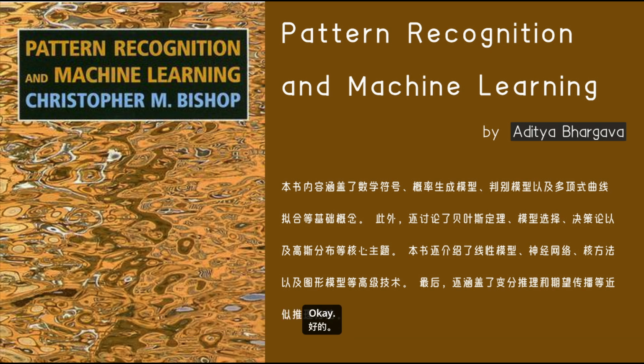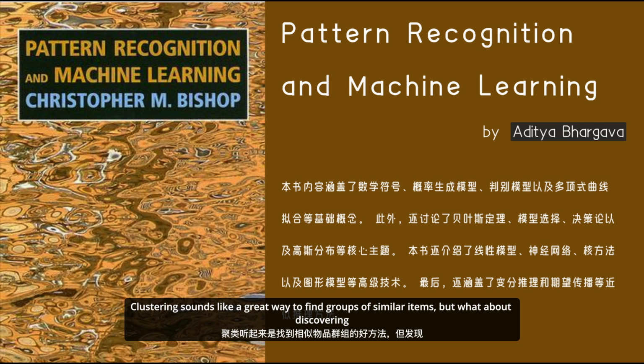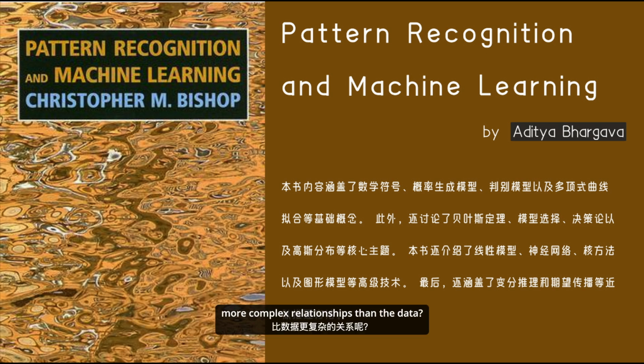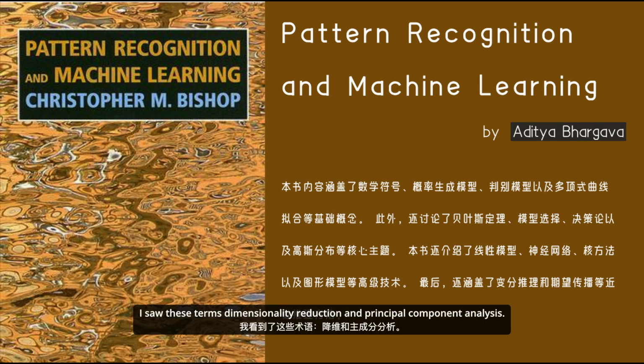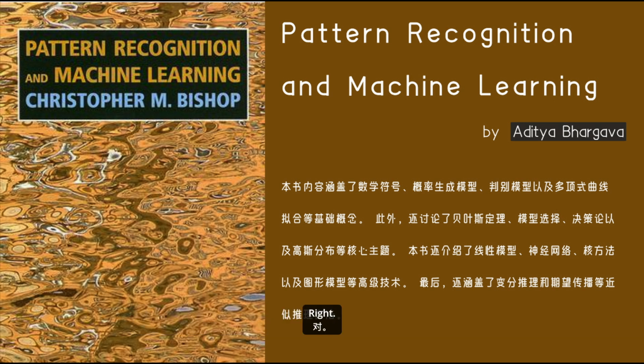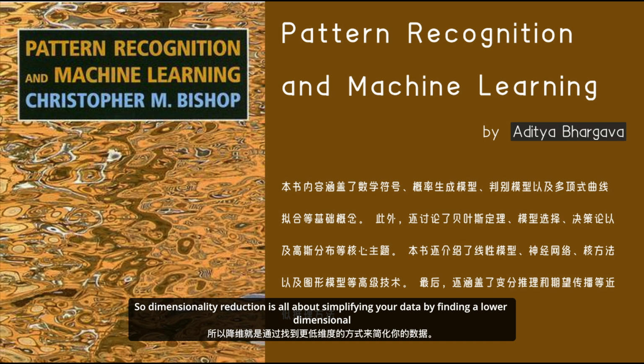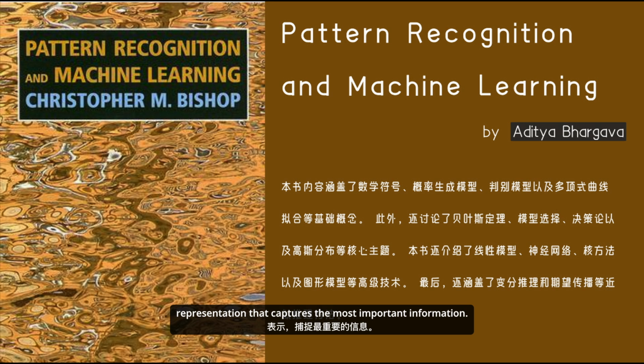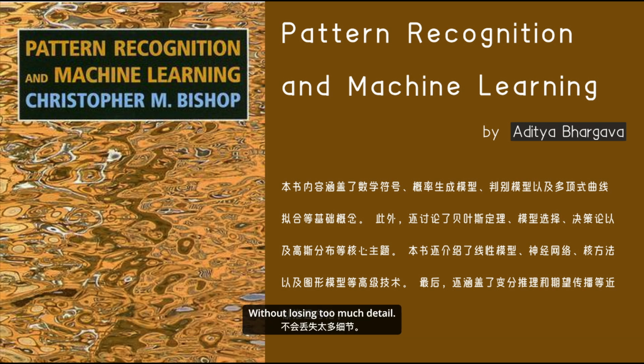Exactly. Okay. Clustering sounds like a great way to find groups of similar items, but what about discovering more complex relationships in the data? Yeah. I saw these terms, dimensionality reduction and principal component analysis. Right. Are those related to this? Yeah, absolutely. So dimensionality reduction is all about simplifying your data by finding a lower dimensional representation that captures the most important information. Okay. It's like taking a high-resolution image and compressing it to a smaller file size. Yeah, that's a good analogy. Without losing too much detail.